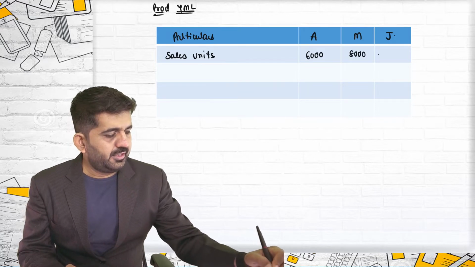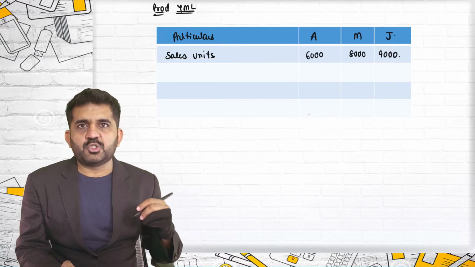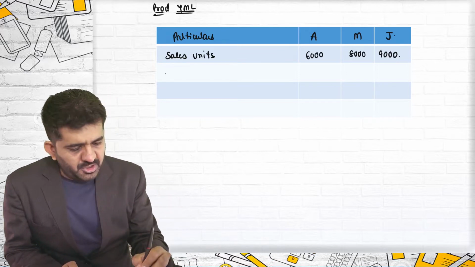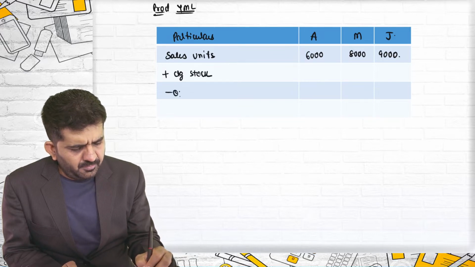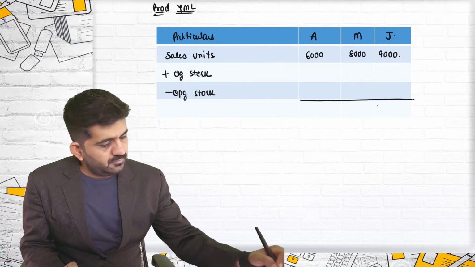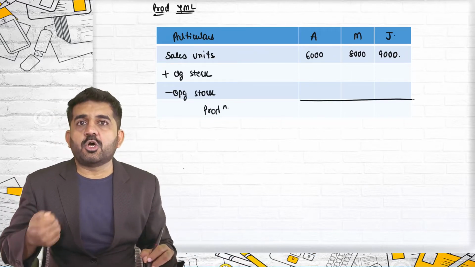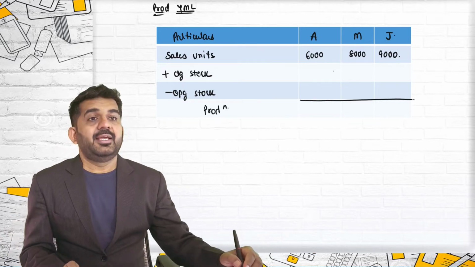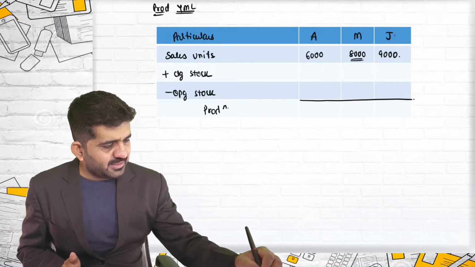6,000, 8,000, 9,000 units. Sales plus closing stock minus opening stock will be nothing but production required. What is the closing stock pattern? It is 25% of sales of next month. So next month sales is 8,000.